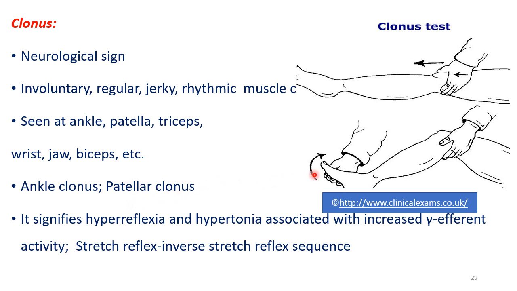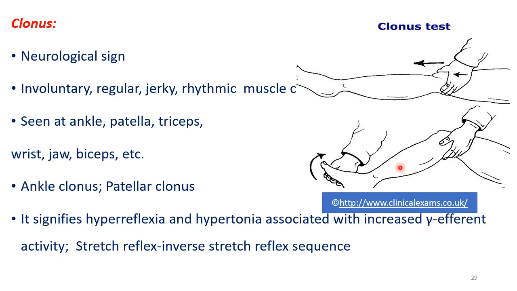Whenever you try to see this, you hold the foot of the patient, with the other knee being supported, and then you suddenly dorsiflex the ankle, supporting the foot with your hand. What will happen? There will be a sudden stretch to the gastrocnemius muscle. When there is sudden stretch to the gastrocnemius muscle, this will stimulate the muscle spindles, which are highly sensitized because of loss of inhibitory control.